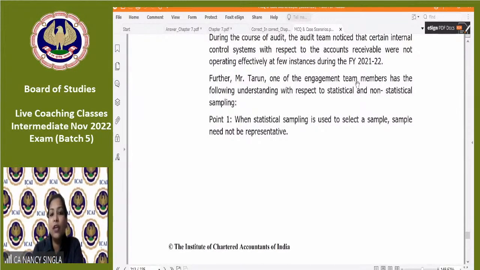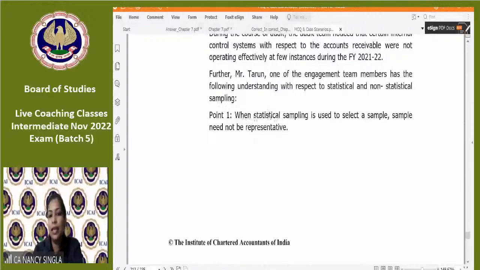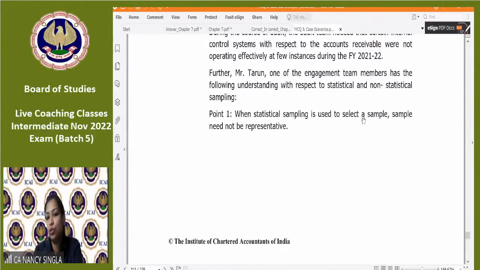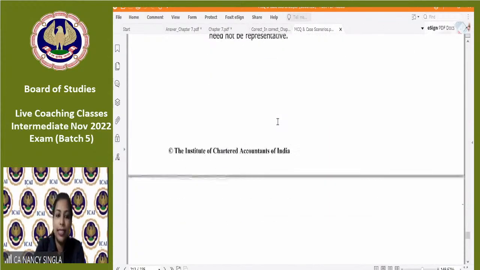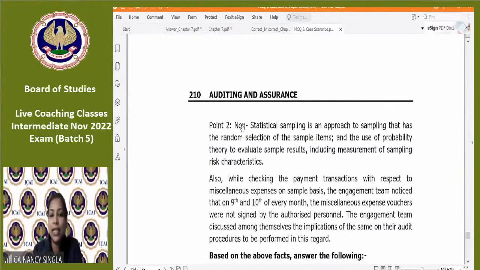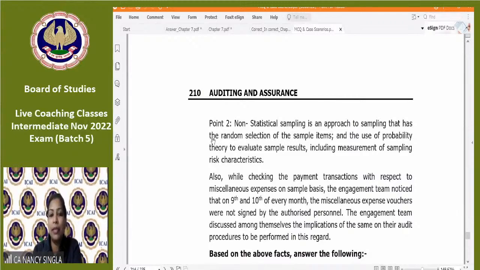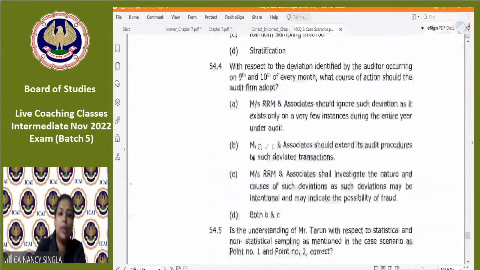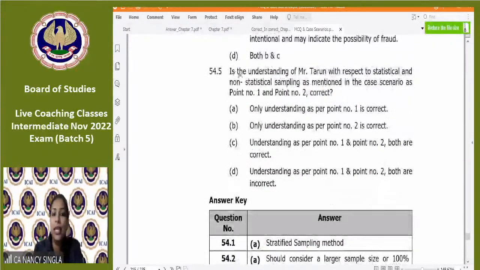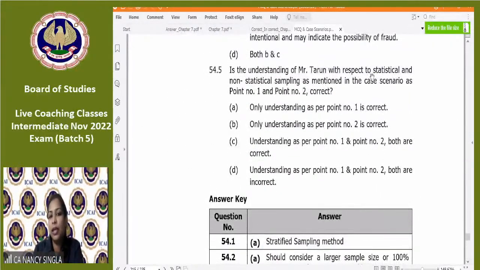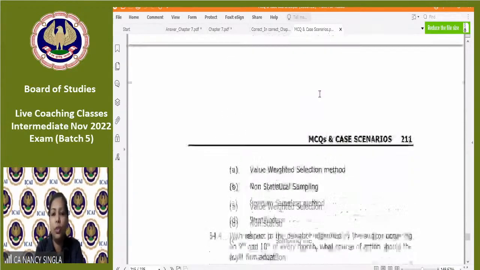ठीक है, one of the engagement team members has following understanding that when statistical sampling is used to select a sample need not be representative. ठीक है. Second, non-statistical sampling is an approach to sampling that has random selection of sample items, use of probability theory to evaluate sample, including measurement of sampling risks characteristics. So what is the third MCQ? No, not the third, last. Is the understanding of Mr. Tarun correct? So what would his understanding?